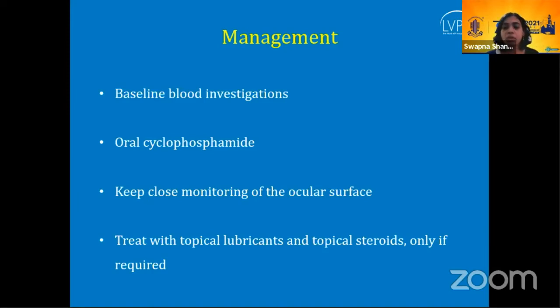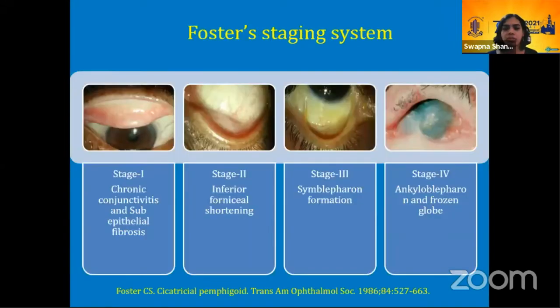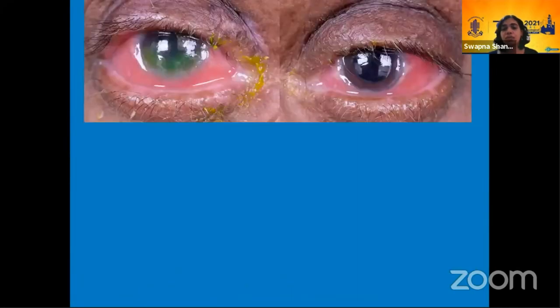We closely monitor the ocular surface on every 3-month visit, and also do blood investigations every 3 months because she's on systemic immunomodulators. We treat it with topical lubricants, and topical steroids only if required. This is the Foster staging system. In stage 1 and stage 2, these are the main stages where we need to pick up these cases, rather than let them progress to stage 3 and stage 4.